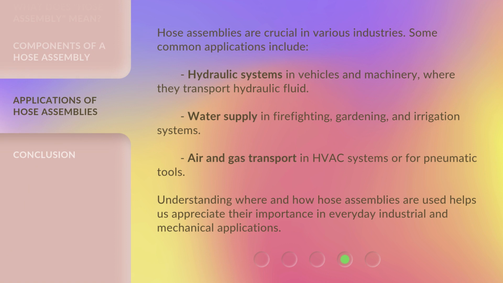Hose assemblies are crucial in various industries. Some common applications include hydraulic systems in vehicles and machinery, where they transport hydraulic fluid. Water supply in firefighting, gardening, and irrigation systems. Air and gas transport in HVAC systems or for pneumatic tools. Understanding where and how hose assemblies are used helps us appreciate their importance in everyday industrial and mechanical applications.